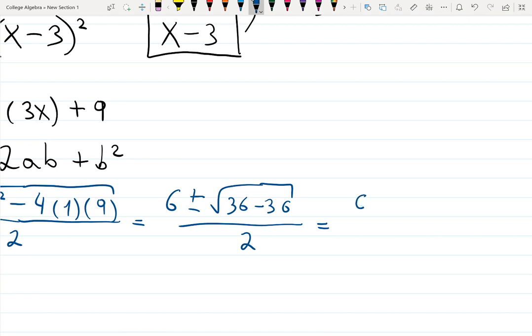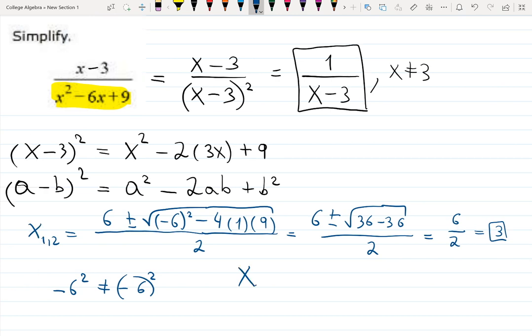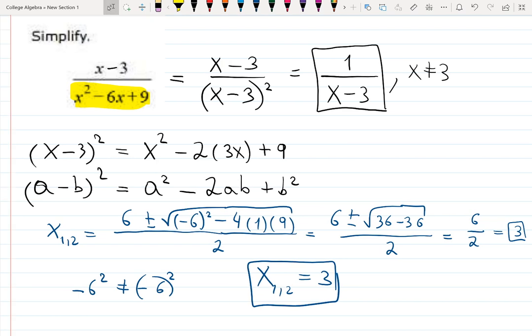So the answer will be 6 over 2, which is 3. That's exactly how we got x minus 3 squared, because both of my roots, x1 and x2, are the same, 3. The solution of a quadratic equation can be two different roots, or one root if the two roots are the same, or maybe no roots at all.